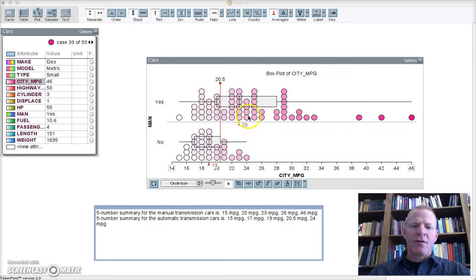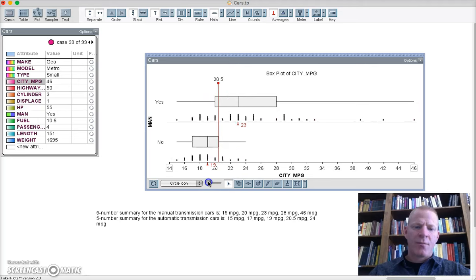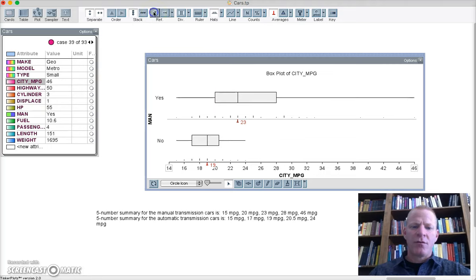So I'm going to make the circles smaller for a minute so they don't distract us. You can drag that thing right there and make them real small. Now I'm going to get rid of that reference line for a minute too, just so we're just seeing what we see. So here we have two box plots. There's a few different things to notice about these.